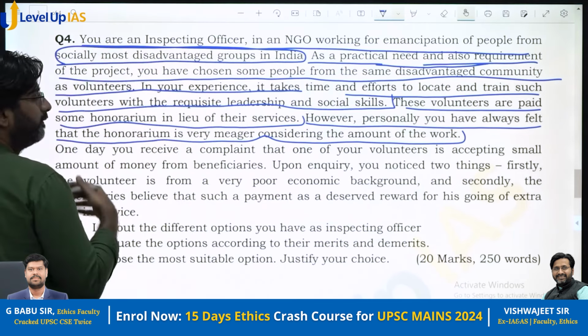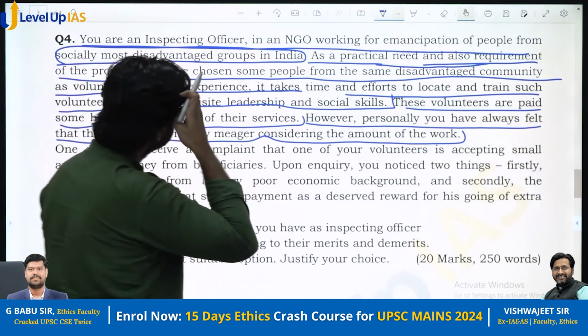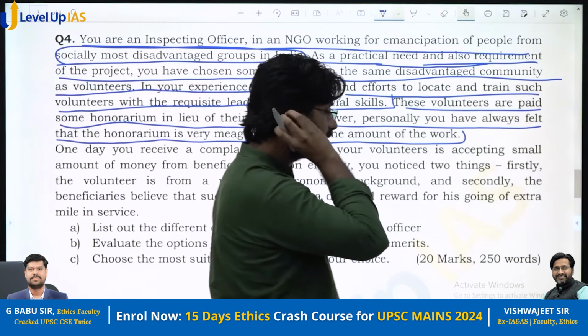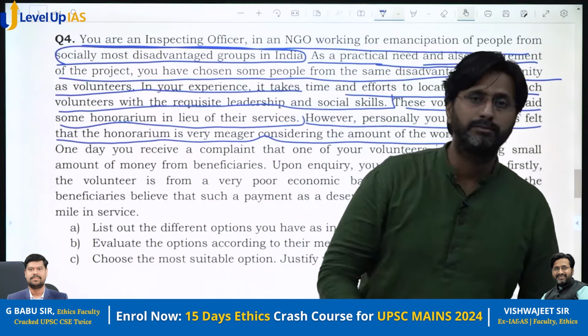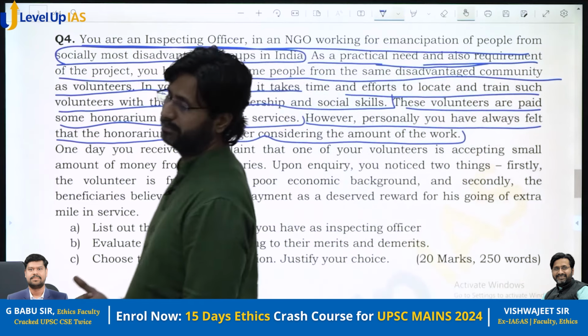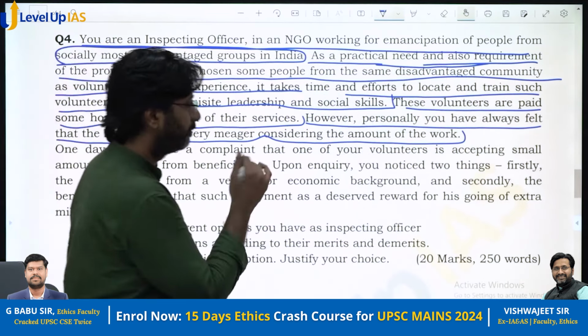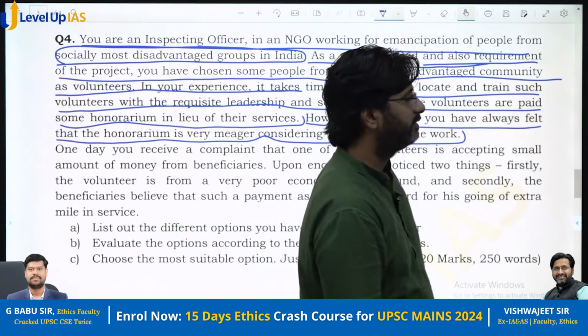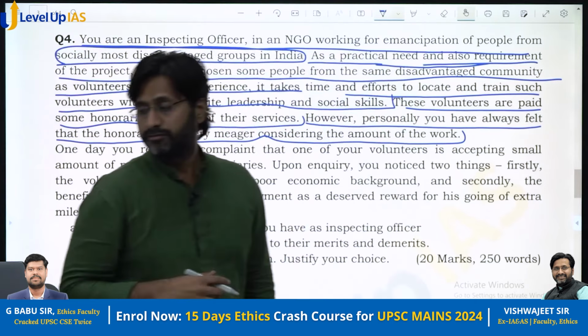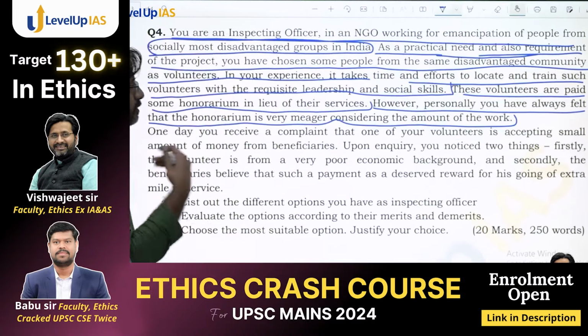So basically you are doing this and training people from the same community so that some kind of leadership building also happens and work also happens. Okay, so some activity is going on for the people, but in the same way the activity is going on through the people only.